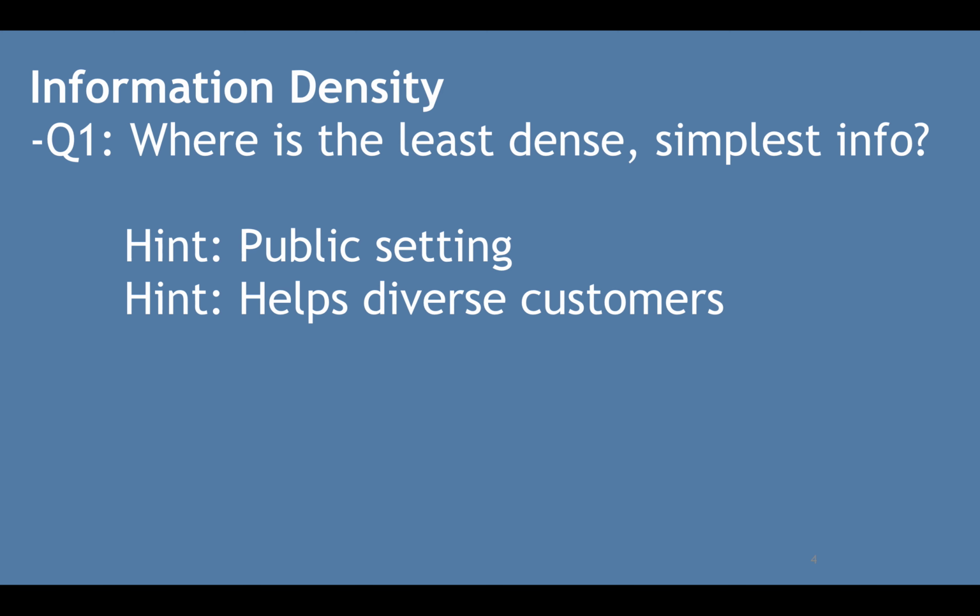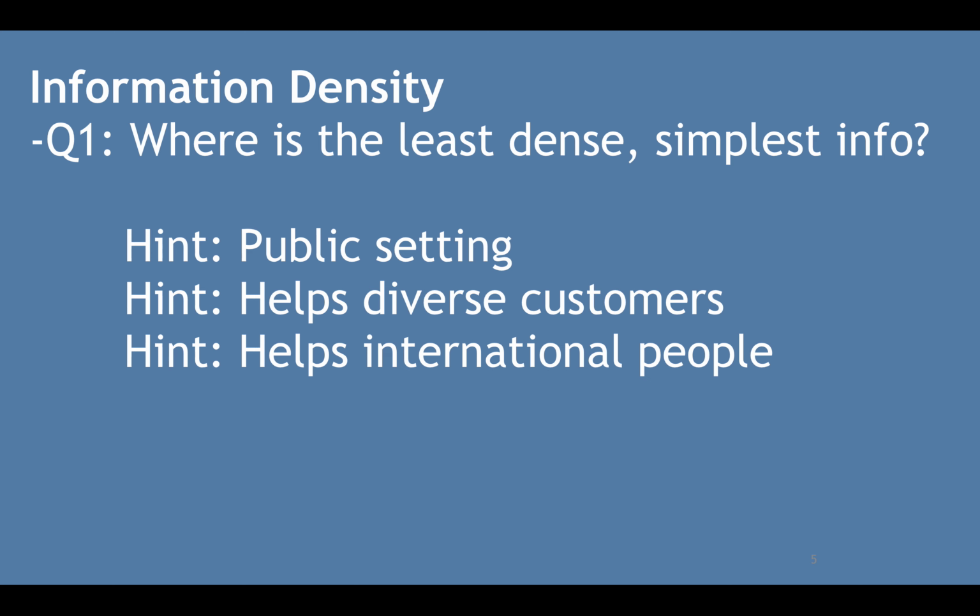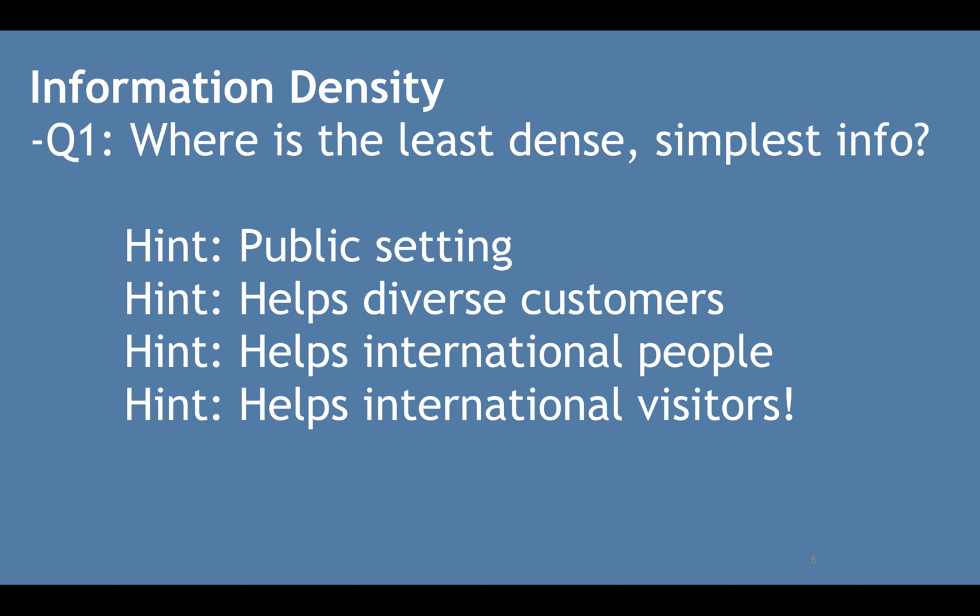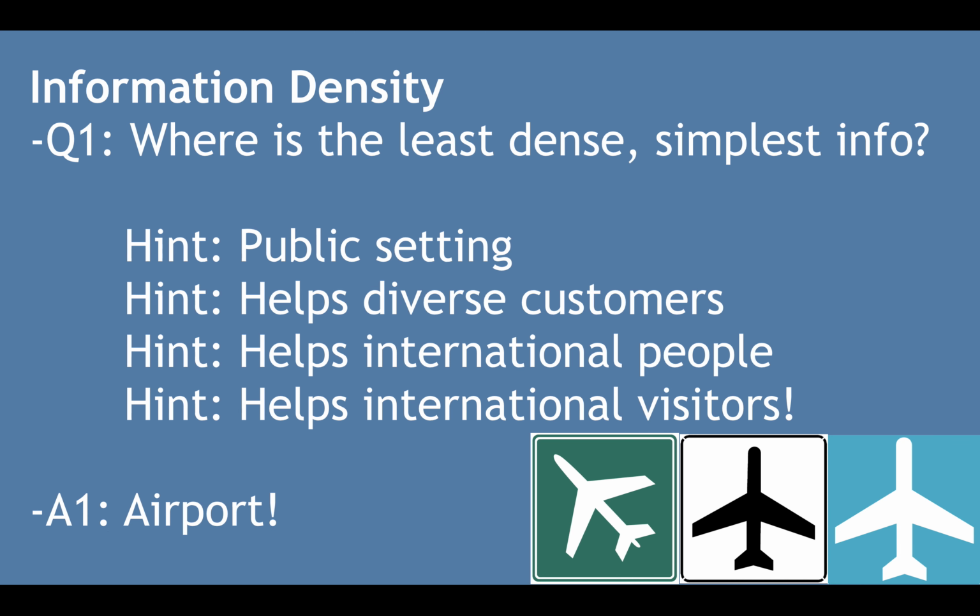Second, it helps a diverse group of customers, very diverse. Any guesses? Another hint: it helps international people, not just any people, international people. And then finally, it helps international visitors. Any guesses? Here it is. Airport. They have the least dense and the simplest information, and shown in a sign. As you can see here, there's 3 signs for an airport.